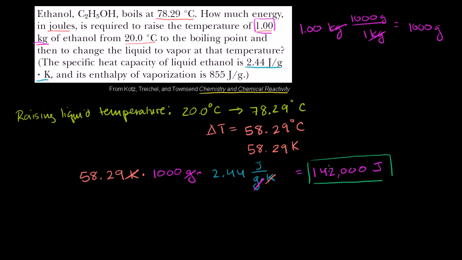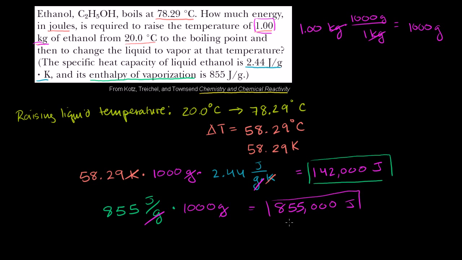Now, the next step is we just have a lot warmer liquid ethanol. We now have to vaporize it. It has to become vapor at that temperature. So now we have to add the heat of vaporization, or we should call it the enthalpy of vaporization. They tell us it is 855 joules per gram. This is how much energy you have to add per gram of ethanol, assuming that it's already at its boiling point, to actually make it vaporize. We know we have 1,000 grams of ethanol. The grams cancel out.